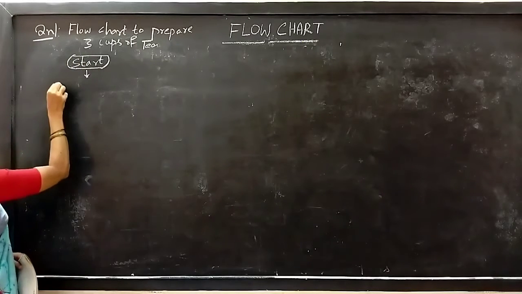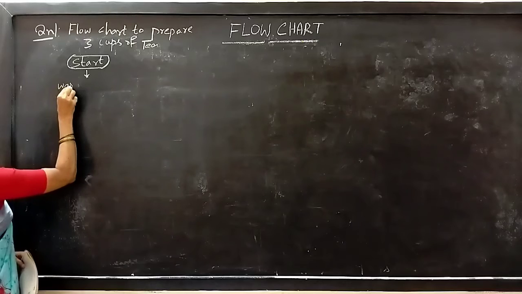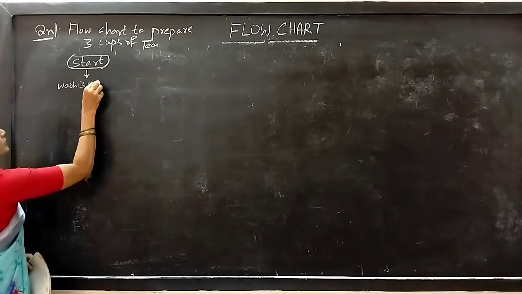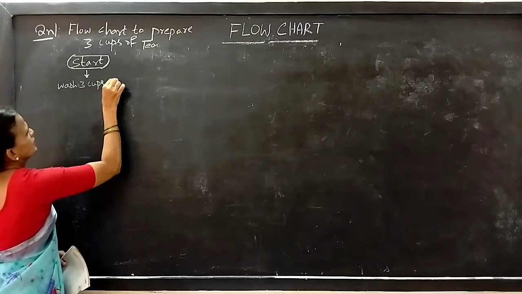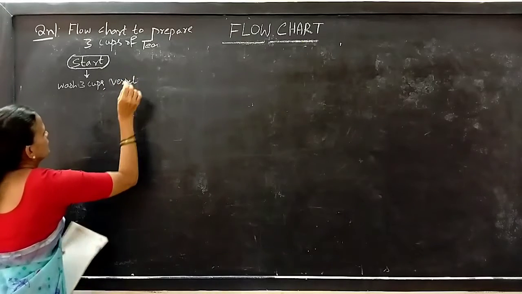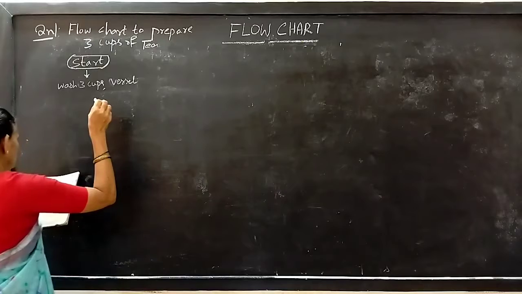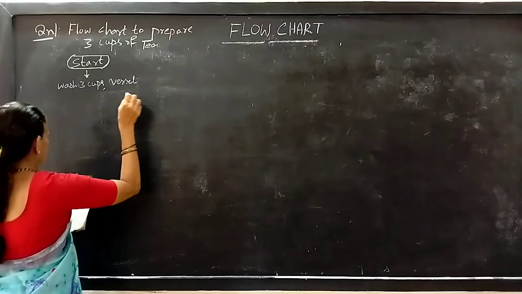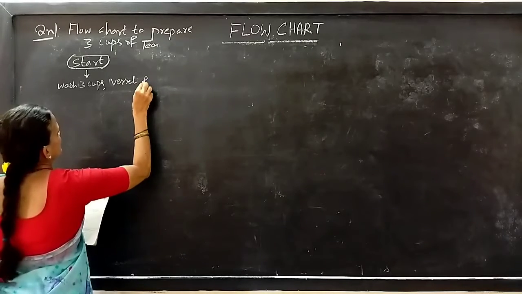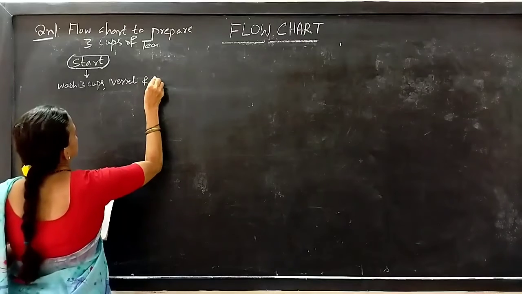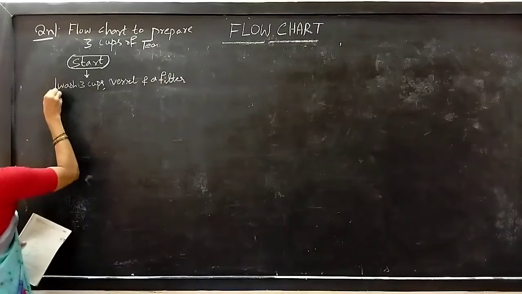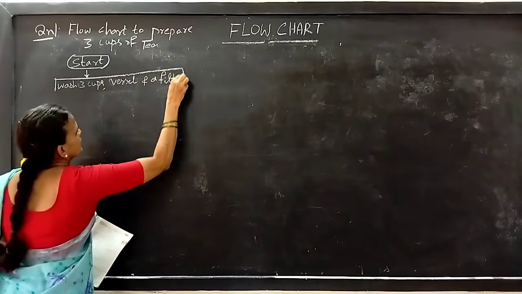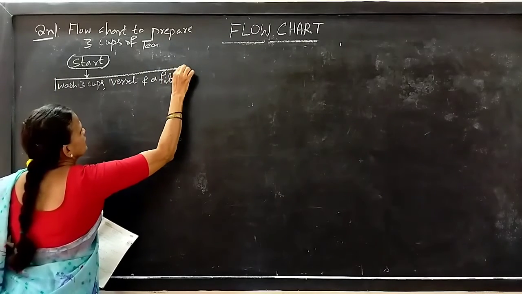Then, first of all what you have to do: wash 3 cups and vessel. In order to prepare tea, we want a vessel and a filter. So that is represented using the rectangle symbol.